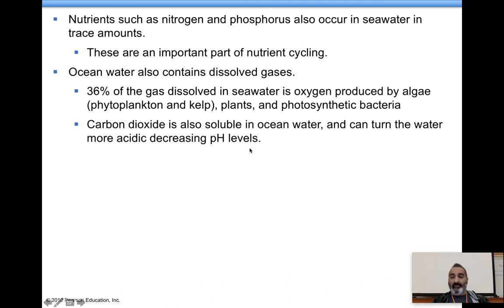Now, the ocean is on average about an 8.1 pH. It never becomes an acidic pH. It never goes below 7, just so you know. The pH might decrease, but it doesn't go below 7, all right?